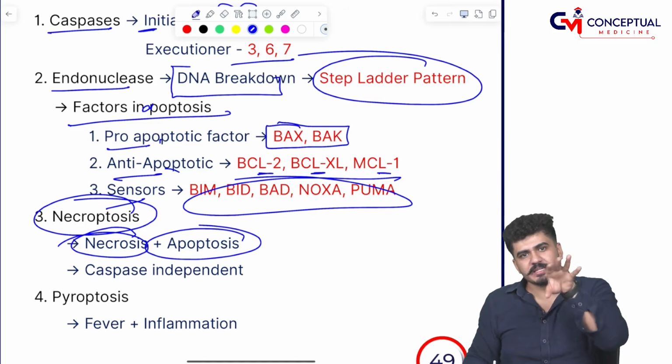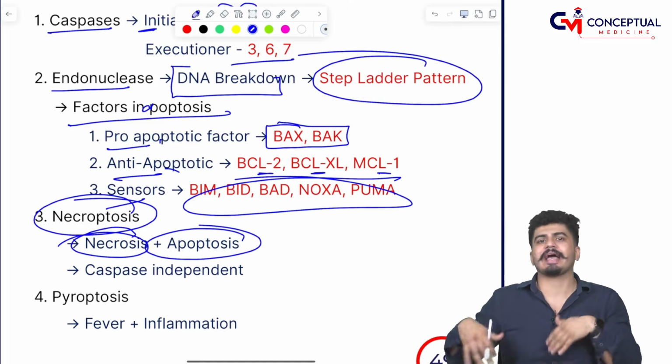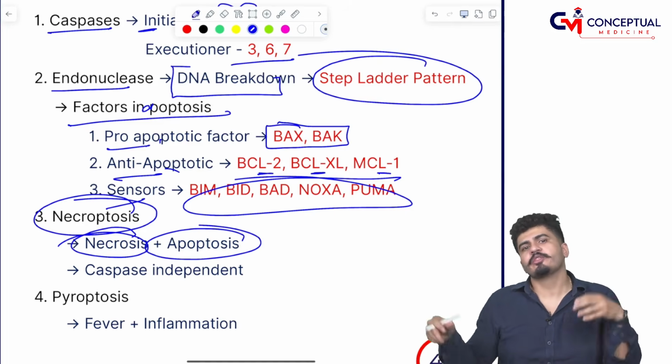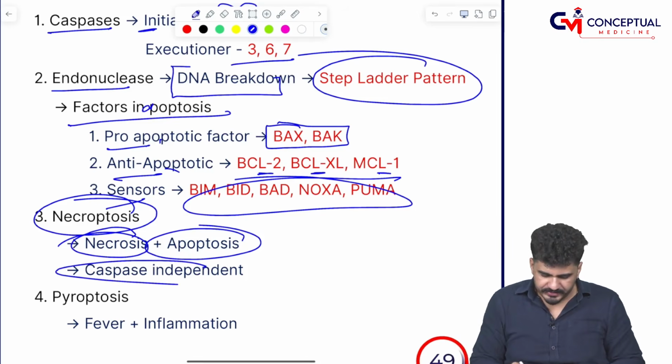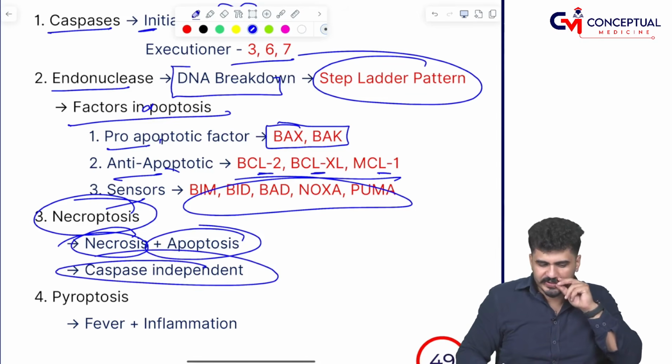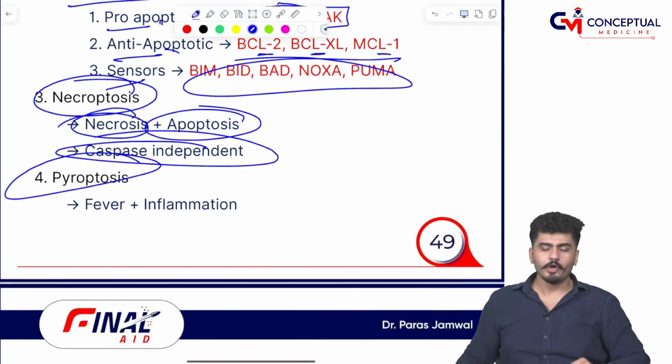Is this caspase dependent or independent? Now it has apoptosis inside it. Apoptosis is caspase dependent, sir. So if they combine, is it dependent? Answer is no. This is caspase independent. Necroptosis is caspase independent. Now fourth one, pyroptosis.